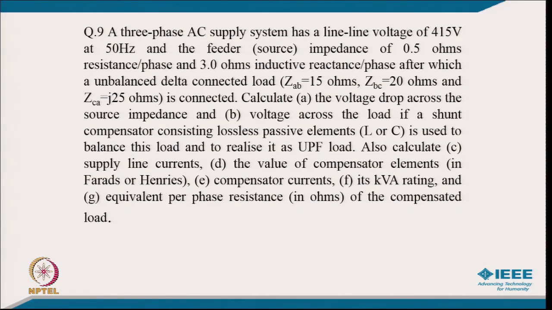Coming to another example, example number 9: a 3-phase AC supply system has a line voltage of 415 volt at 50 Hz and a feeder impedance of 0.5 ohm resistance per phase and 3 ohm inductive reactance per phase, after which an unbalanced delta connected load with ZAB equal to 15 ohm, ZBC of 20 ohm and ZCA 25 ohm is connected. Calculate the voltage drop across the source impedance and the voltage across the load, if a shunt compensator consisting of lossless passive elements is used to balance this load and to realize it as a unity power factor load.